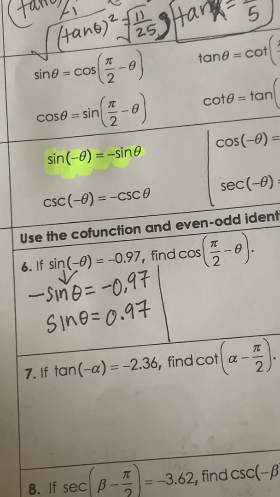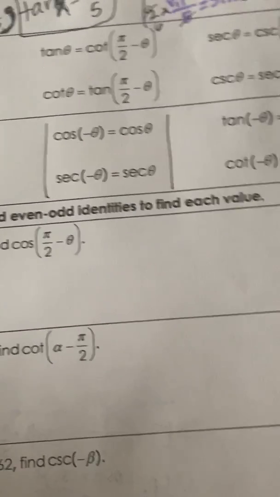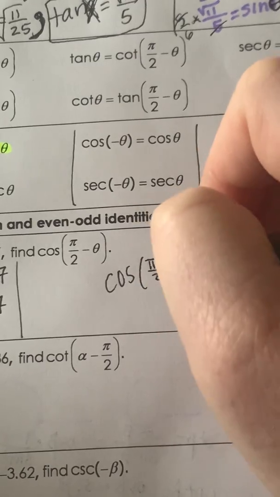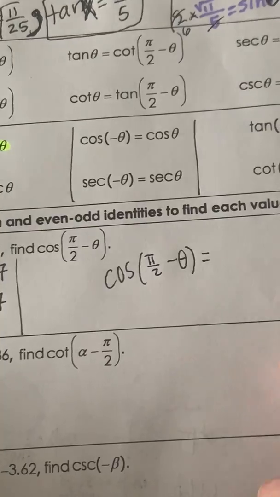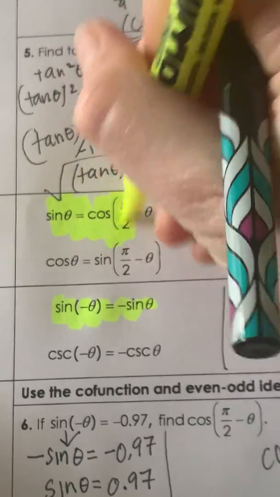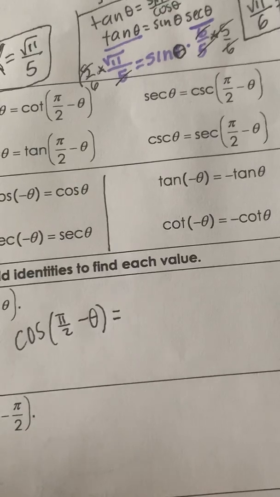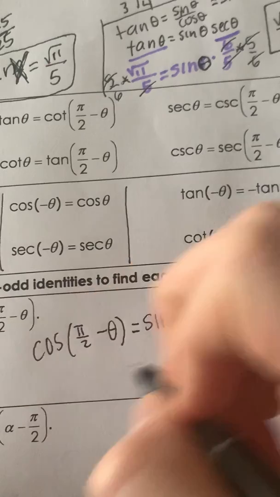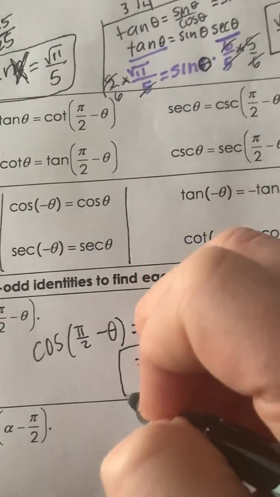Okay, and what was the whole point of me solving that for sine theta? Because of the next problem. So cosine pi/2 minus theta is equal to, right here, same thing as sine. So we've essentially just found our answer. Cosine pi over 2 minus theta is sine theta. Those are equivalent. And what was sine theta? 0.97. So that's your answer.